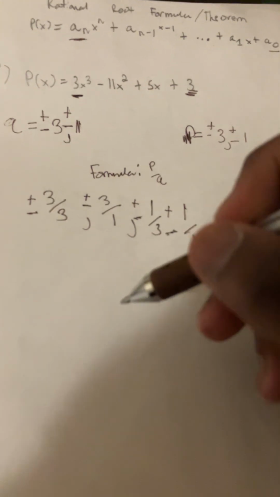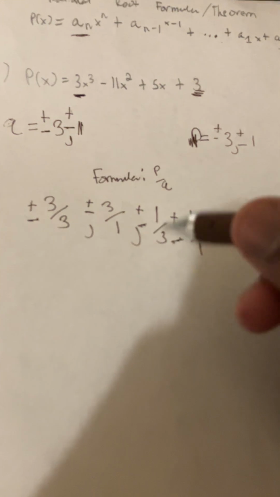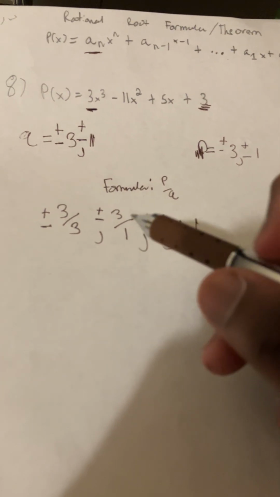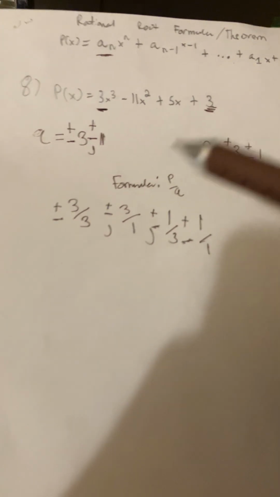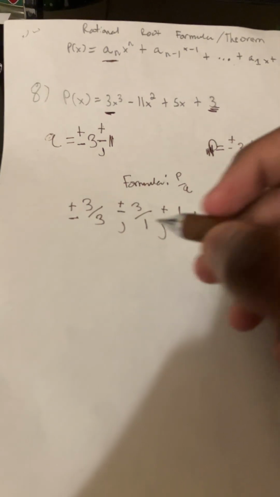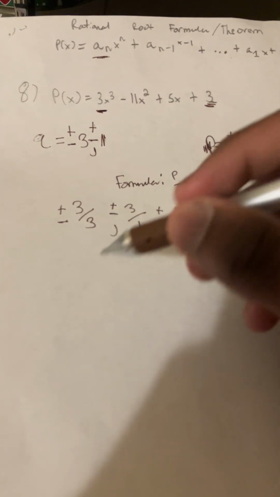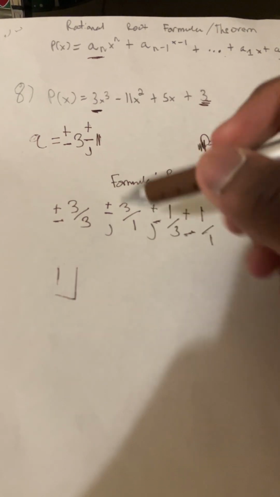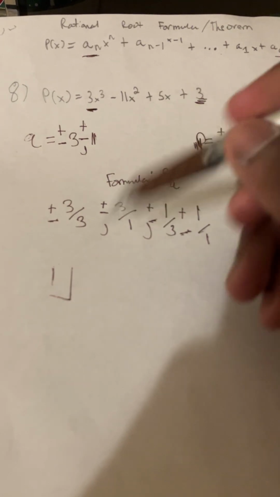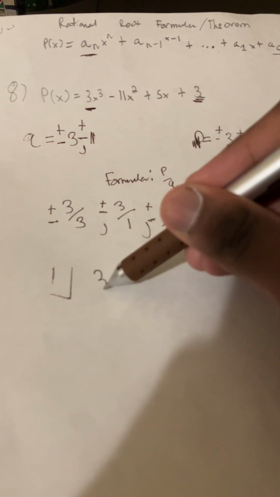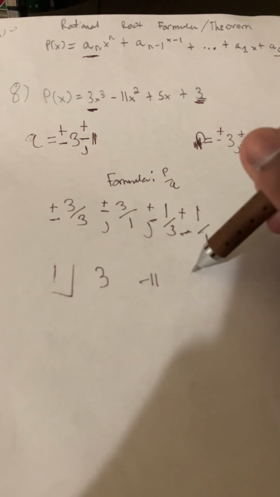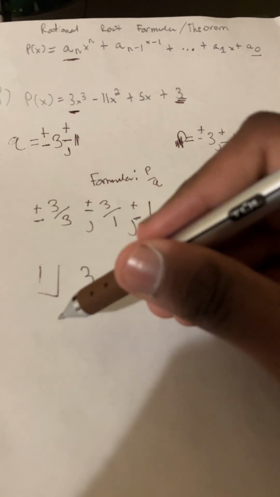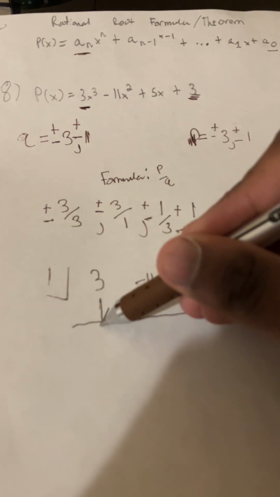All right, so we're going to choose one number that's easily divisible. Here we're just going to choose 1 because that's an easy number. And then we're going to take all these numbers up here: 3, -11, 5, and 3. We're going to do some synthetic division.